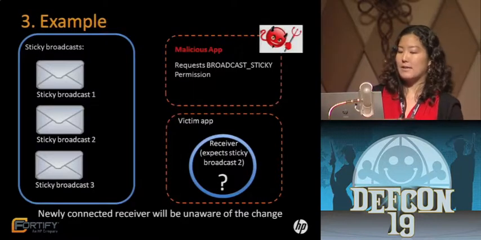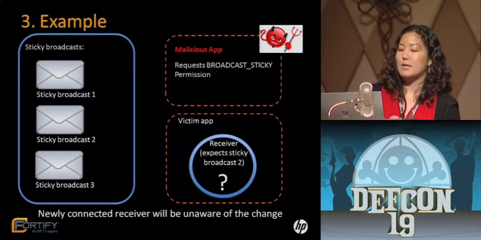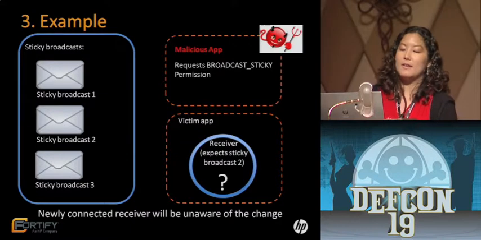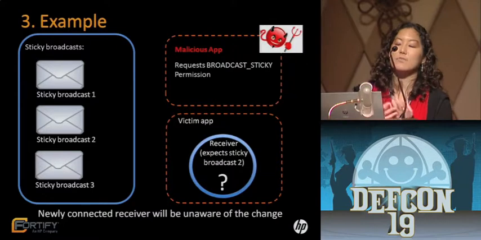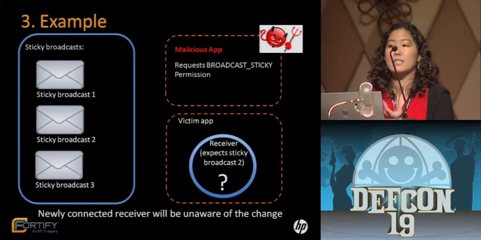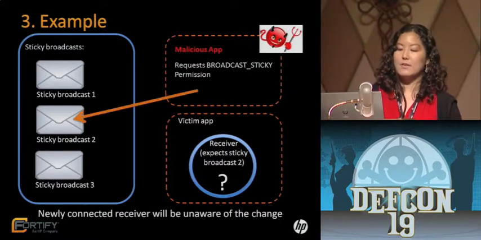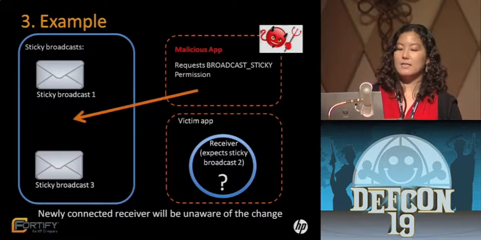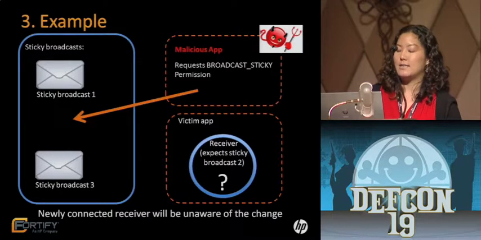So here's an example that illustrates that. On the left, we have a list of sticky broadcasts, and then we have a malicious receiver. And this receiver has the broadcast sticky permission, which is a normal permission. It gets granted by default when you install an application, so the user doesn't see it. And what the attacker can do is remove this sticky broadcast. And so as a result, this new receiver, the victim application that appears later, won't get this data in the sticky broadcast.